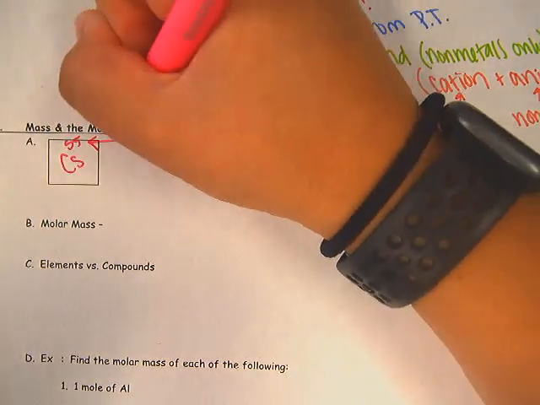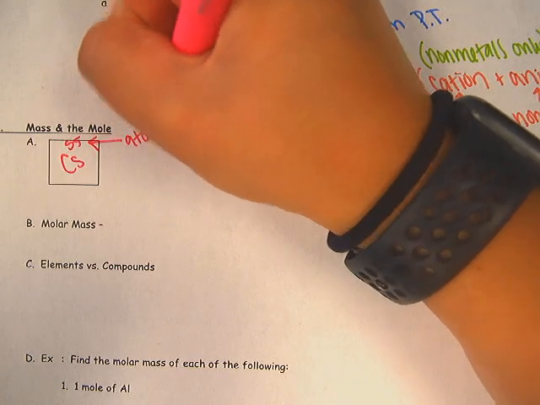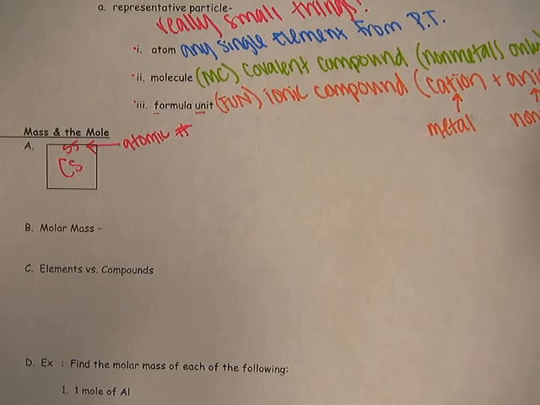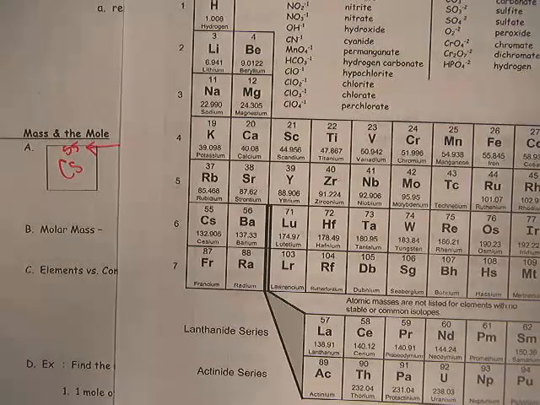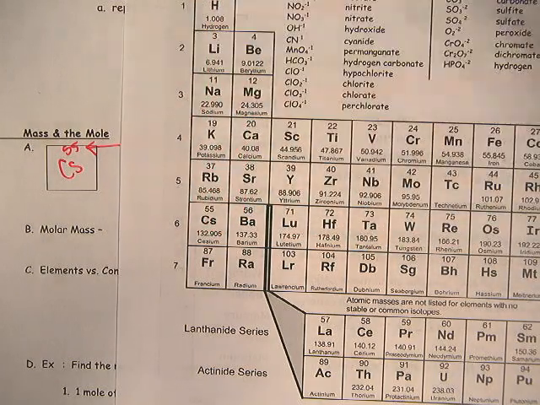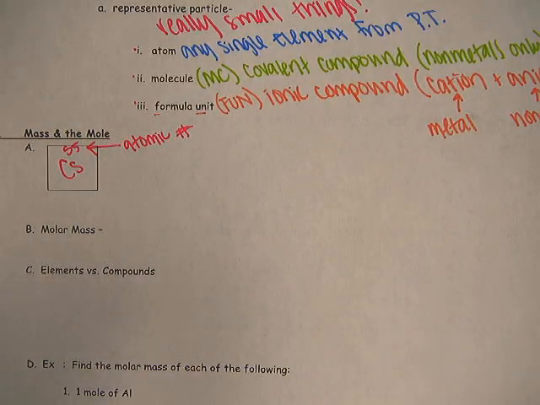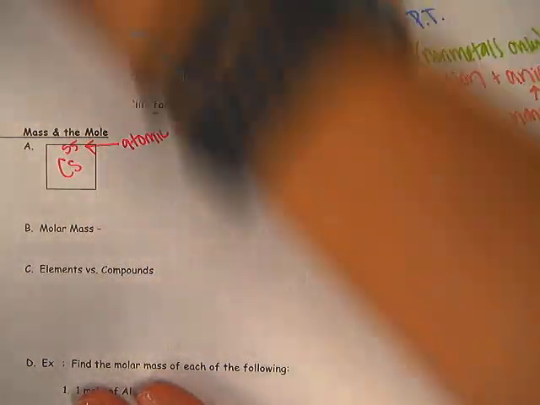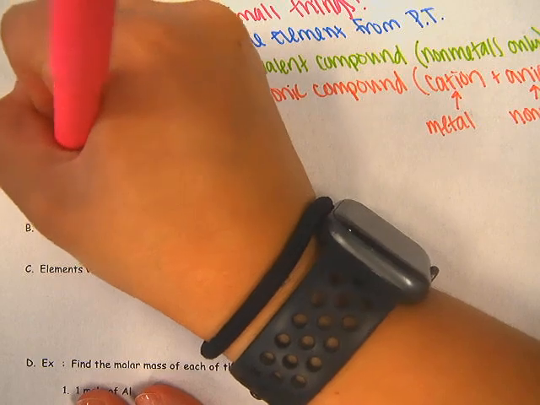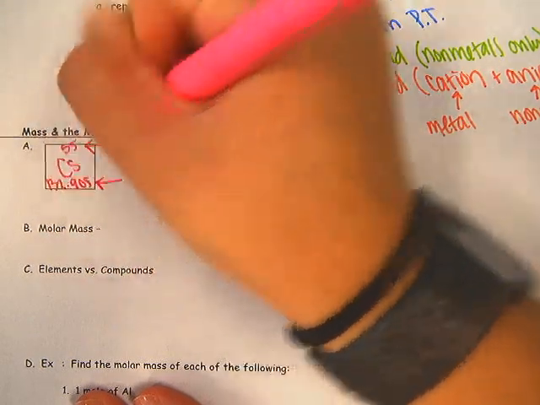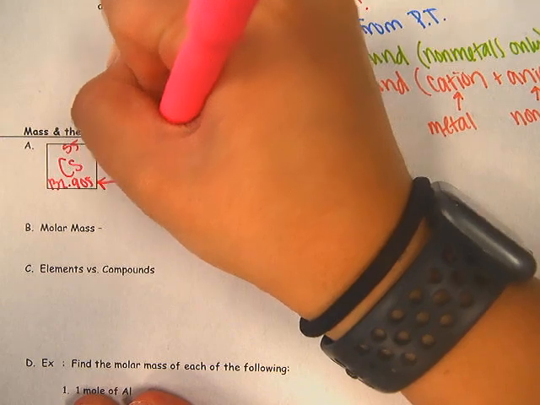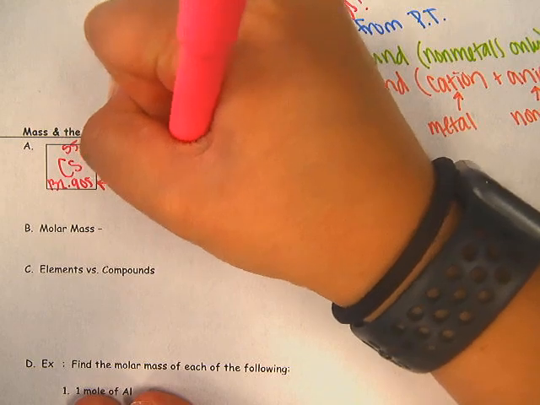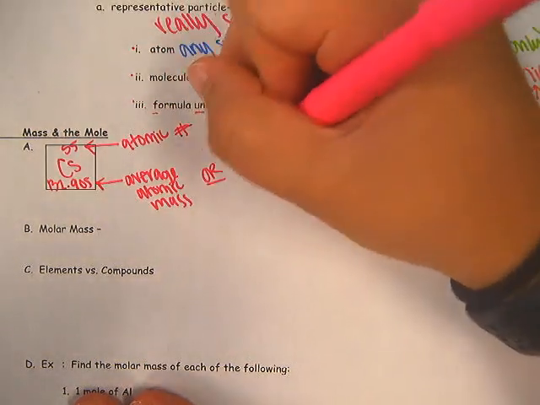That is called the atomic number. And then the number at the bottom of the box for cesium, 132.905, that is what we call the average atomic mass, or today we're going to refer to it as the molar mass. So this is average atomic mass, or it can also refer to the molar mass.